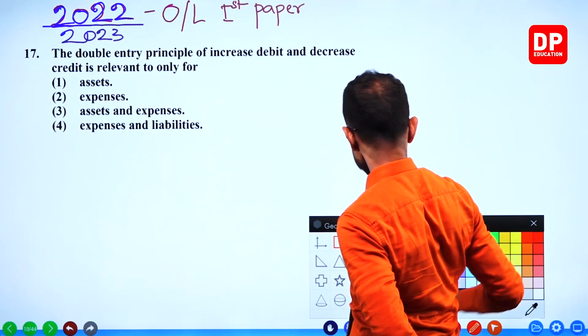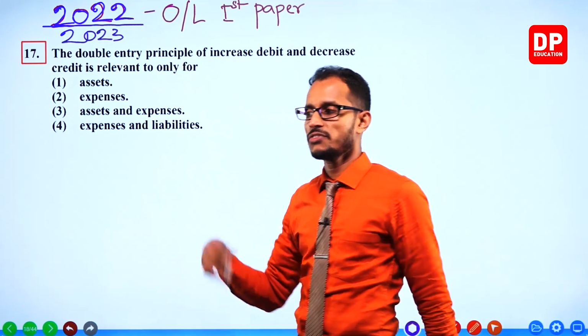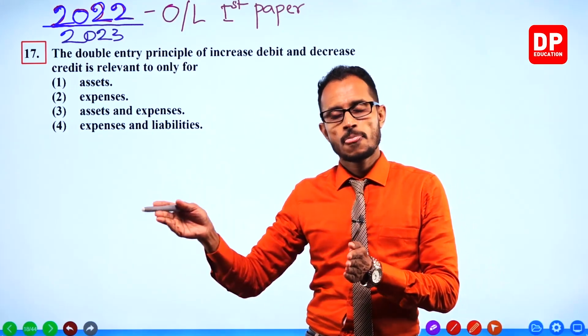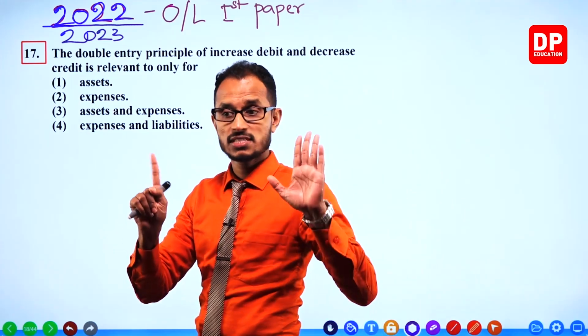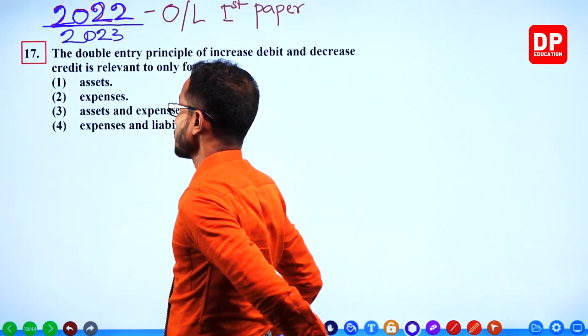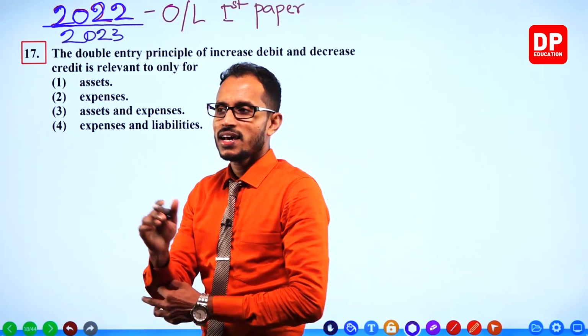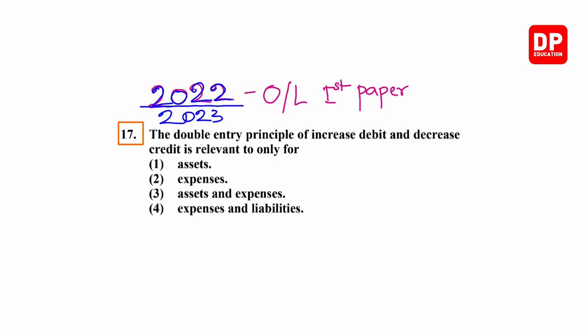Now, guys, you know that the first 16 questions are from business studies. From 17 onwards, it's accounting, right? So the business studies part is done, the first 16 questions. Now accounting. The double entry, the basic, the most fundamental, the most primary, easiest things come first. The double entry principle of increase debit and decrease credit is relevant to.